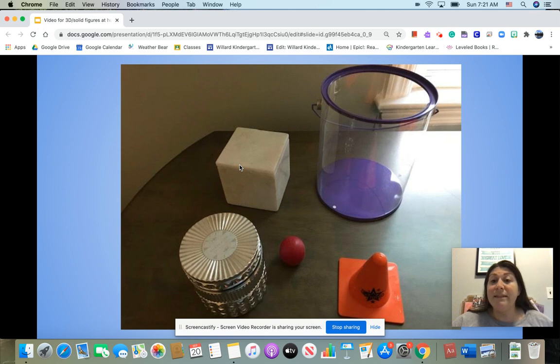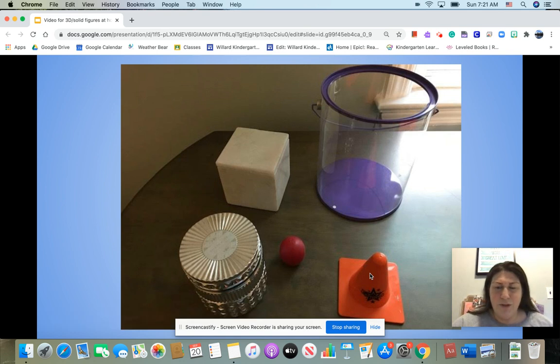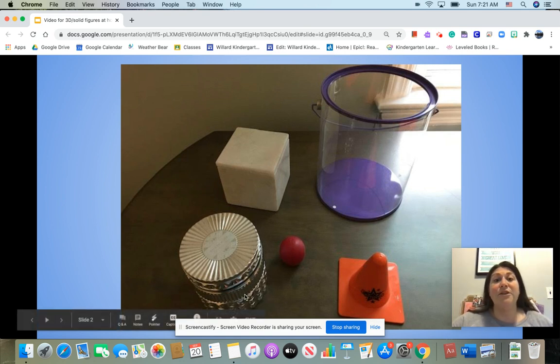So these are some of the solid figures or 3D shapes. We can call them 3D or solid figures. Means the same thing. So I have this can over here. That would be a cylinder. I have this cube over here. It's a little container. I have this, which is kind of like a sphere. It's a little bit different, but it's pretty close. This candle is also a cylinder, and this last shape is a cone. So these were the solid figures that I found around my house today.